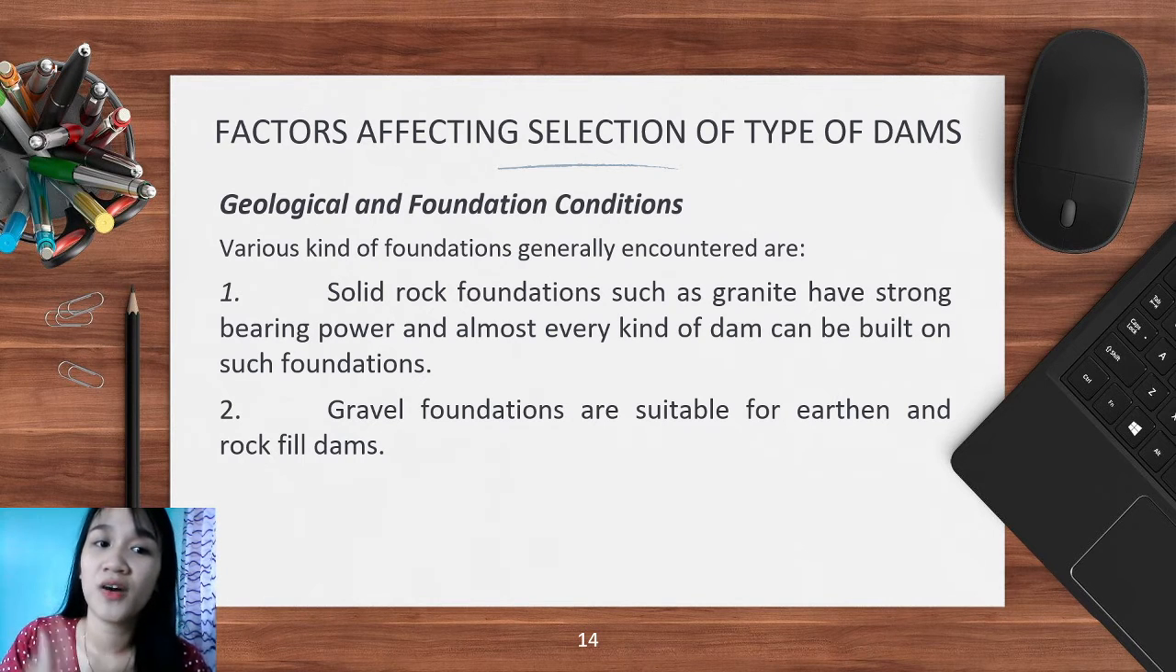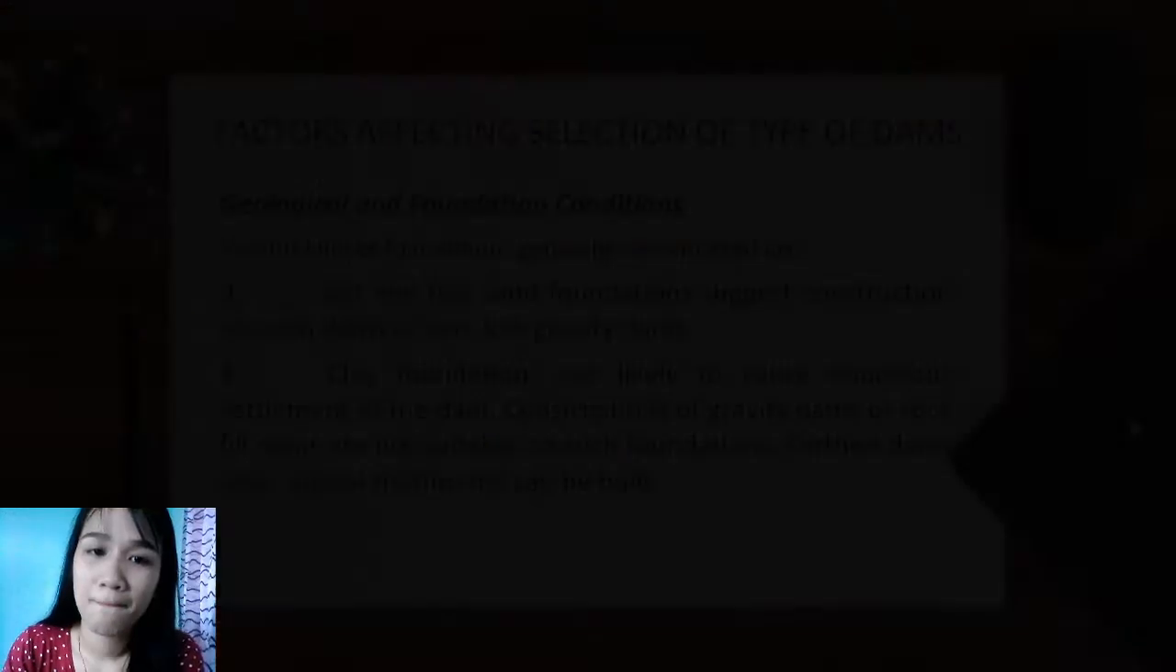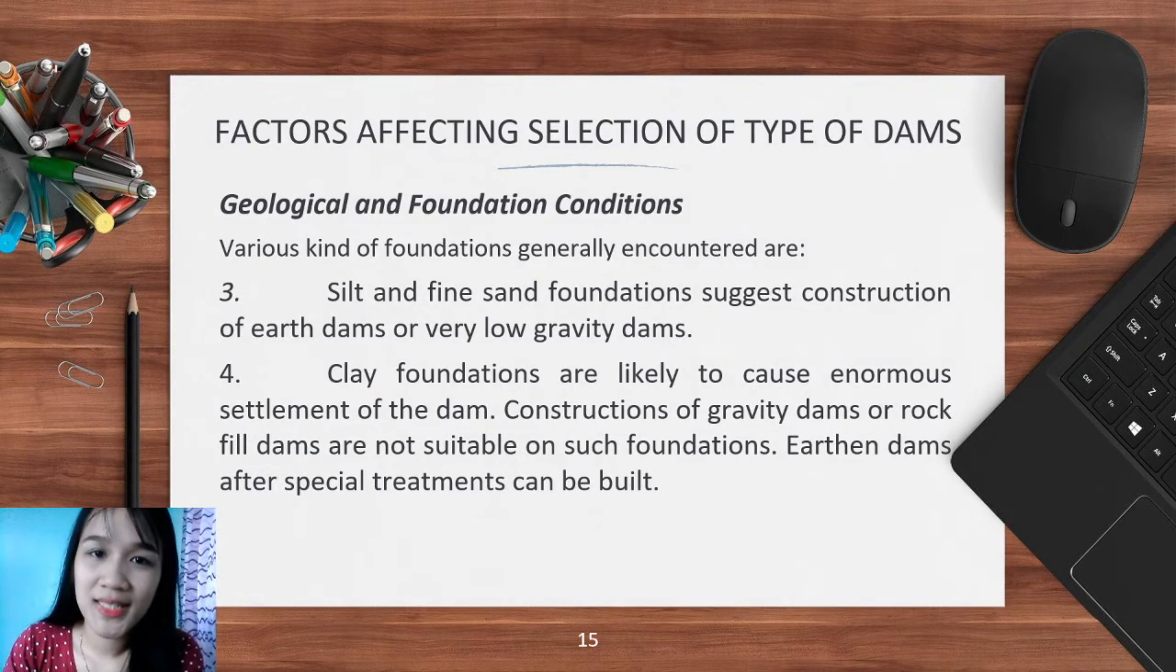So let us know the various kinds of foundation generally encountered. So first one is solid rock foundation such as granite have strong bearing power and almost every kind of dam can be built on such foundation. So second is gravel foundations are suitable for earthen and rock fill dams. So third is silt and fine sand foundations suggest construction of earth dams or very low gravity dams.